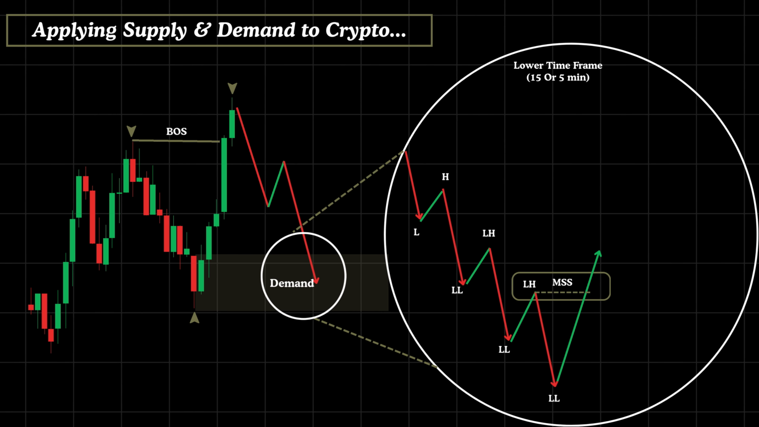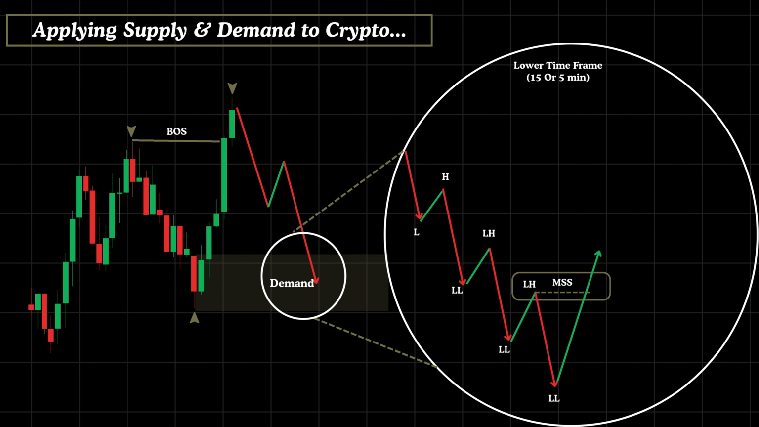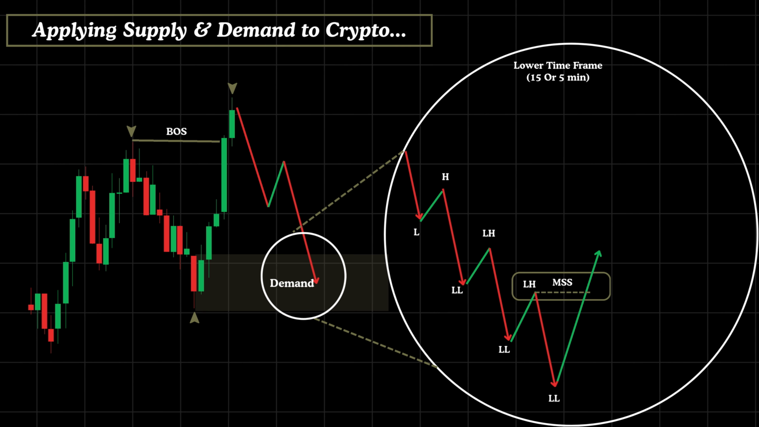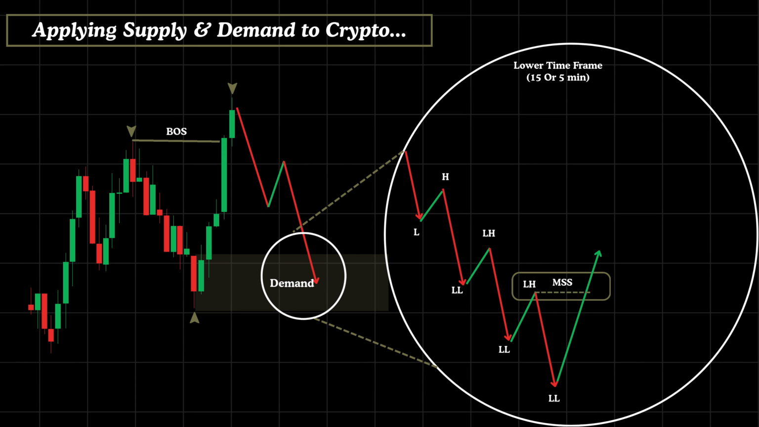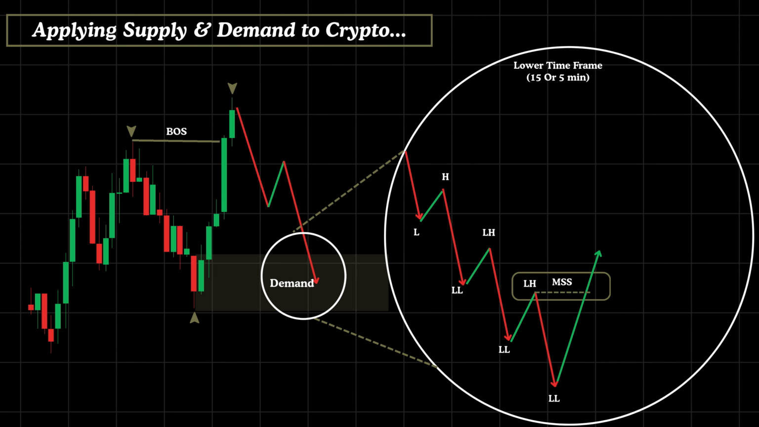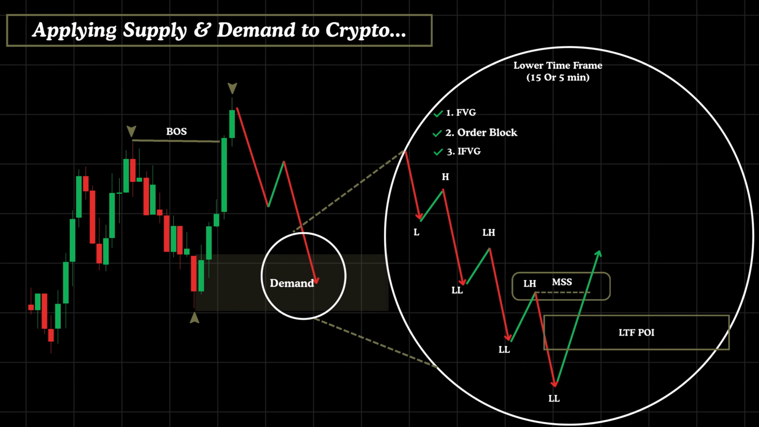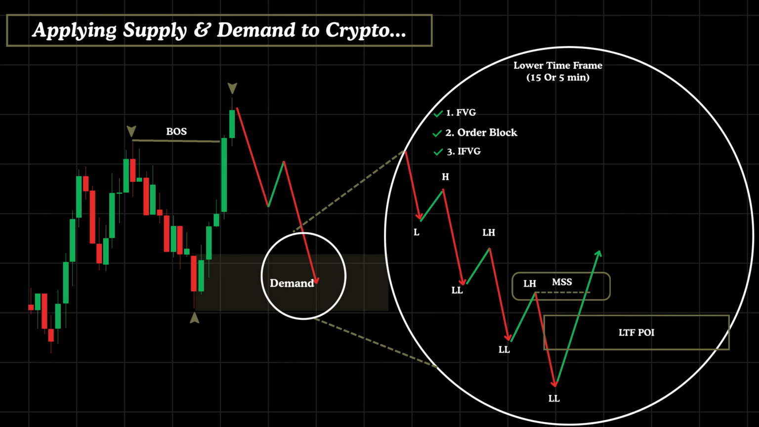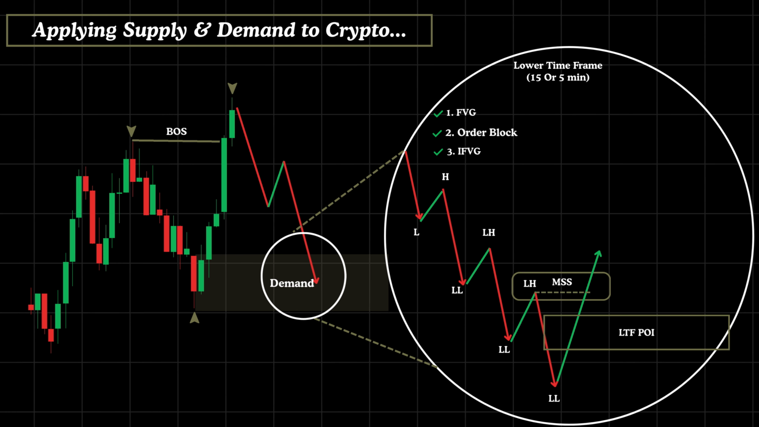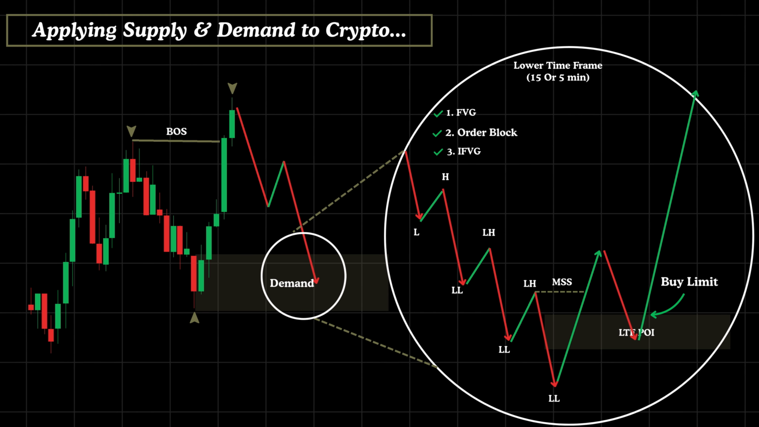This signal indicates the temporary bearish move is ending and bullish momentum is returning. At this stage, price is expected to align again with the dominant bullish trend of the higher timeframe. Once the market structure shift is confirmed and we anticipate price moving higher, the next task is to hunt for a buying setup. At this point, we look for a bullish fair value gap, an order block, or an inverse fair value gap forming within the structure shift leg. These areas often act as magnets, where price is likely to retrace before resuming the upward move. To enter, you would typically place a buy limit order at one of these identified zones.